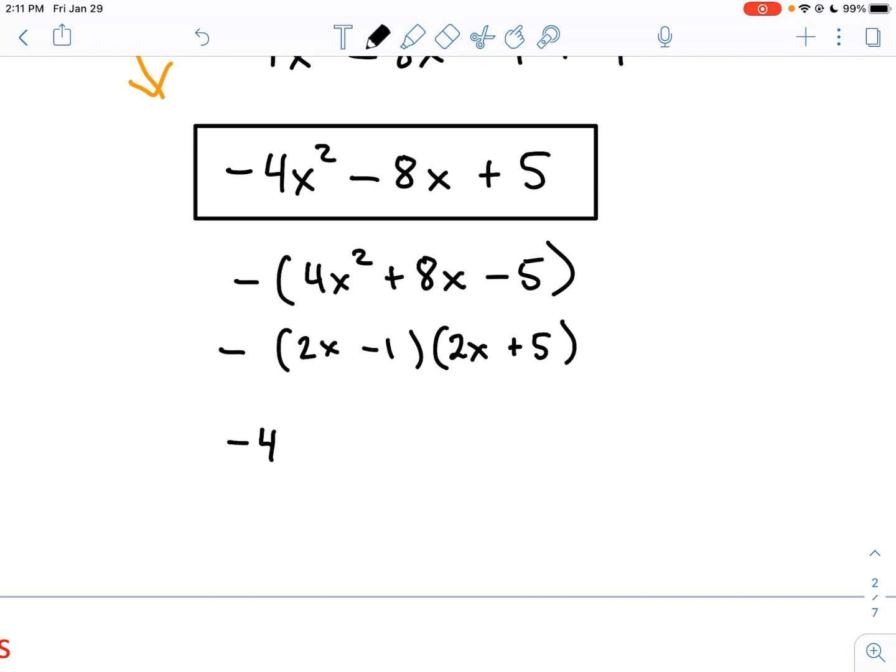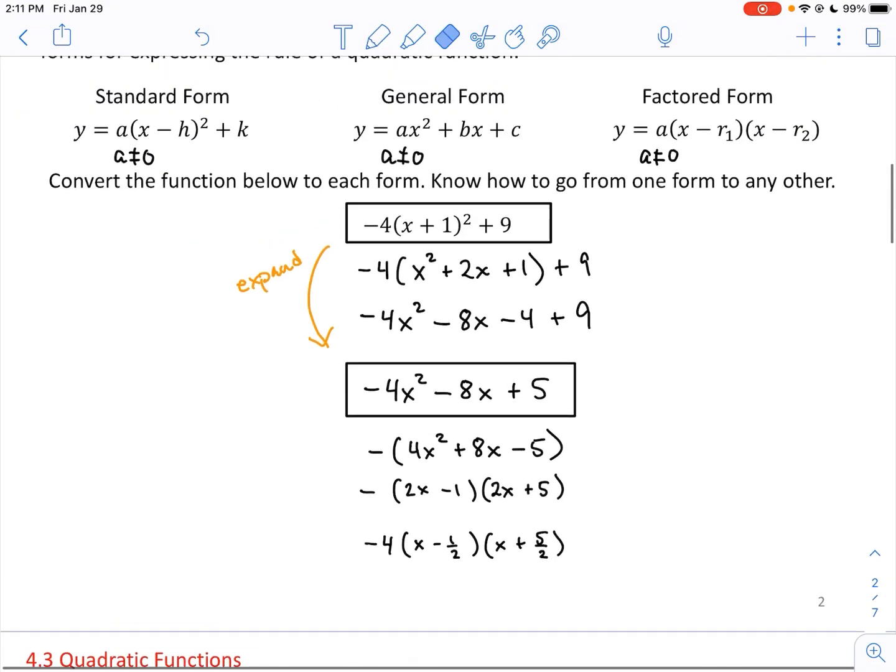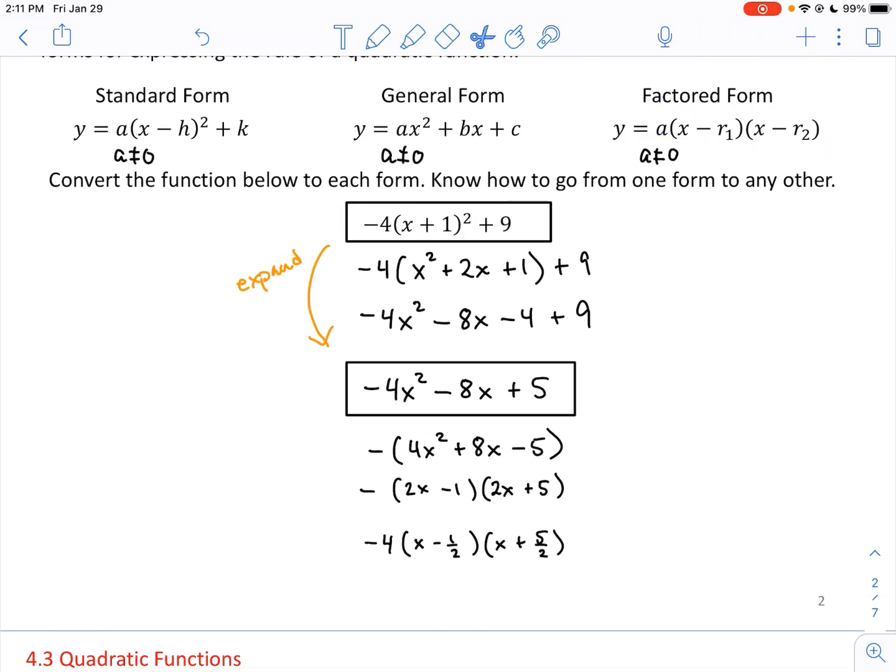So you could go up to this point, negative 4, factor a 2 out of here and here. So it leaves an x and a minus 1/2. Factor a 2 out of both of those, it leaves an x and a plus 5/2. And this is the factored form that is referred to up here. So we have the a, the leading coefficient is in the front, and you have x minus r1 and x minus r2. Now one of these is addition. That just means that r2 is negative 5/2. And this process here, of course, is called factoring.